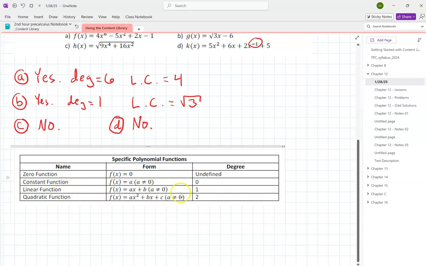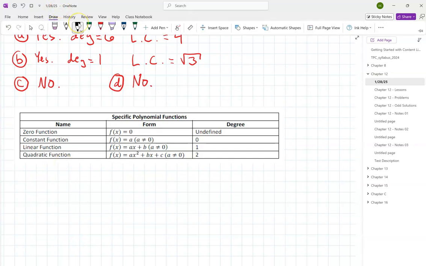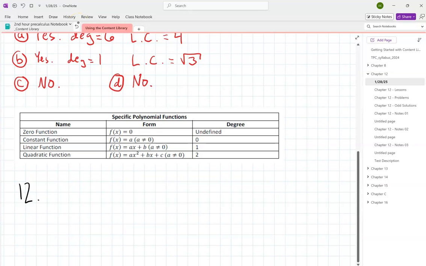If we have a degree 1 polynomial like ax plus b, we say that's a linear function. If we have a degree 2 polynomial like ax squared plus bx plus c, we call that a quadratic function. So those are just some common names that we have for polynomials based on their degree.